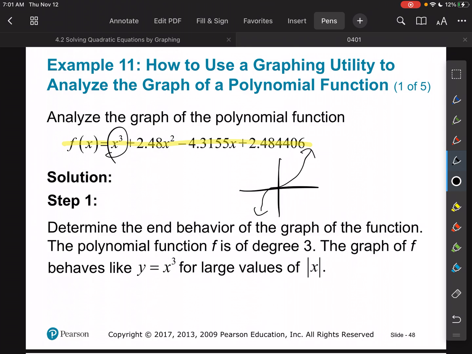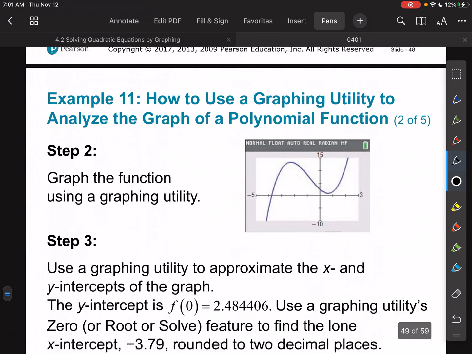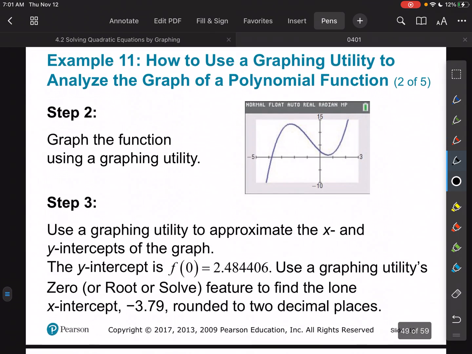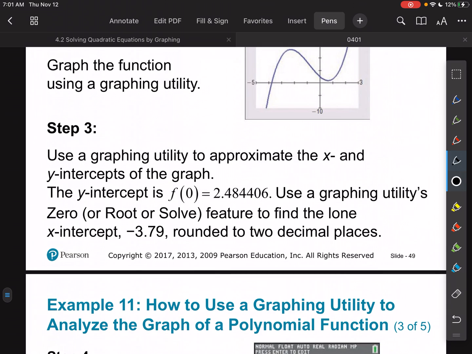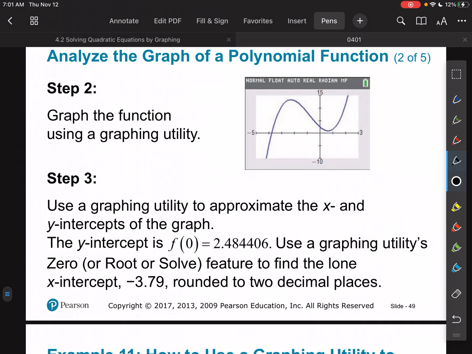So it says step 1, determine the end behavior. It's going to act like x to the 3rd, right? So it's going to act something like this. It's going to go off to negative infinity and infinity in either direction. Then step 2 is we're going to use the graphing utility to graph the function. All right, so they show a picture of it there. I'm not going to do that in this video, but you can figure that out in your graphers. You just put it into your y equals function.